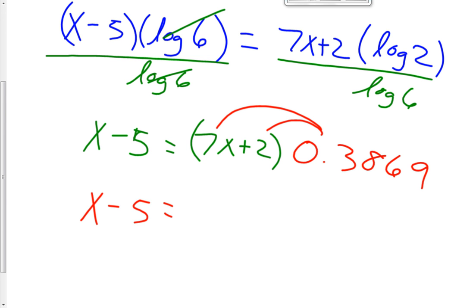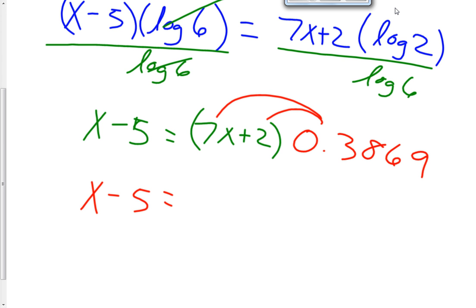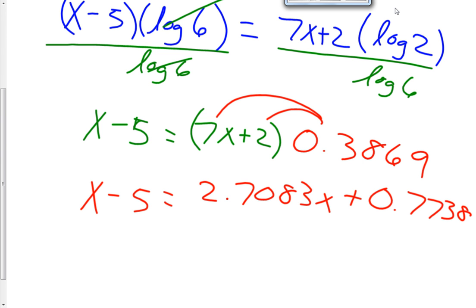And when you do that, as I distribute, I would get 0.3869 times 7 to be 2.7083x, and then 0.3869 times 2 to be plus 0.7738. So now I'm going to get all my x's together. I'll subtract an x from this side, and I'll subtract 0.7738 from this side to get it on this side of the equation.